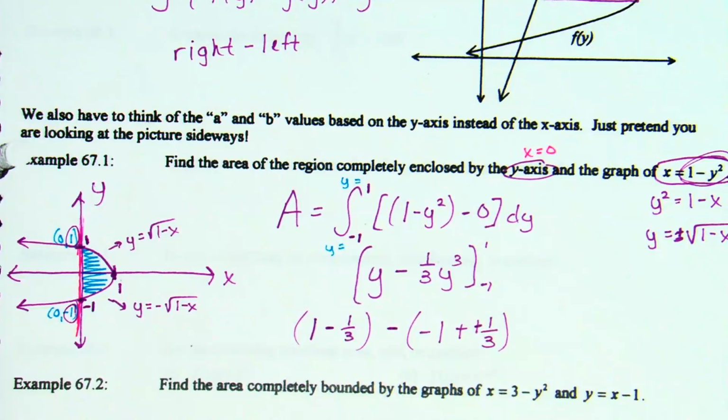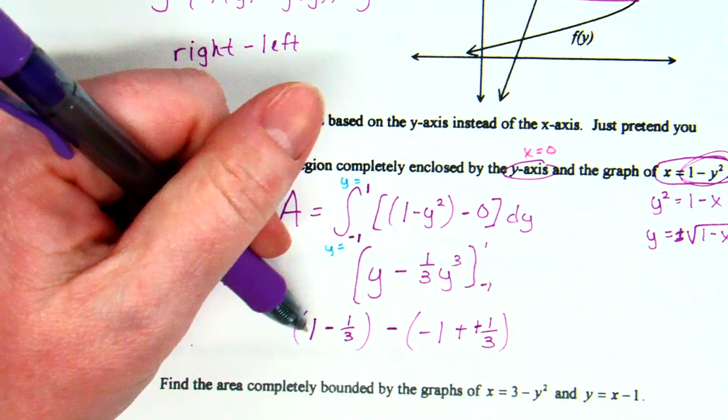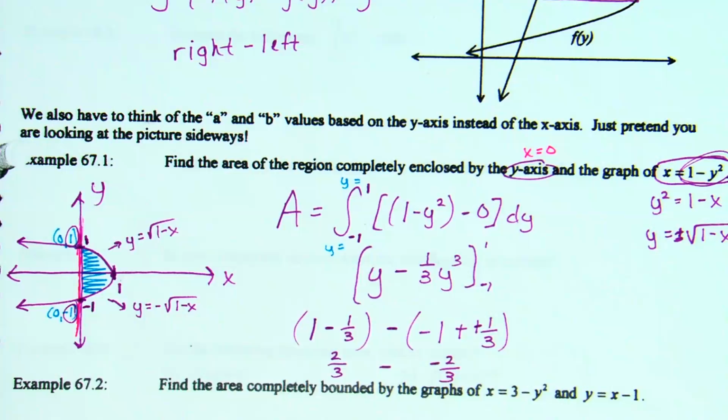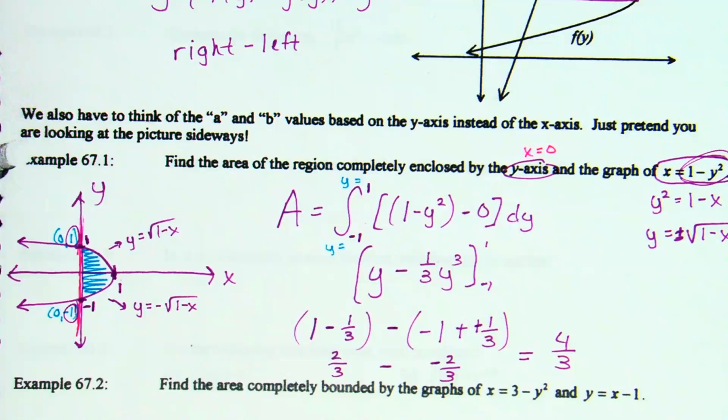Okay, clean up however you want. If we do parentheses at a time, 1 minus 1/3, what's 1 minus 1/3? 2/3. 2/3 minus -1 plus 1/3 plus 2. It comes out -2/3, but we end up with 2/3 minus -2/3, which is 2/3 plus 2/3, which is 4/3. Because it was find the area, officially we can say units squared.